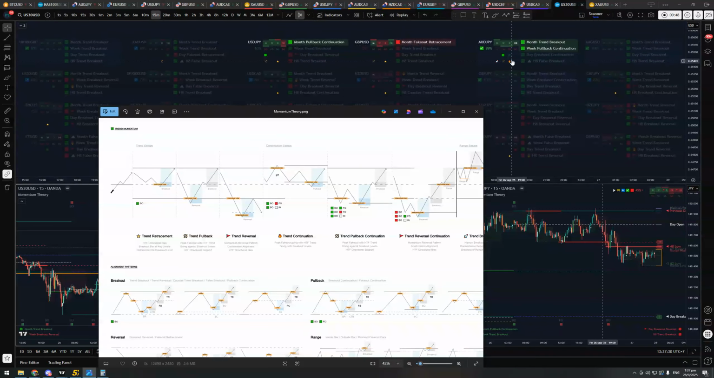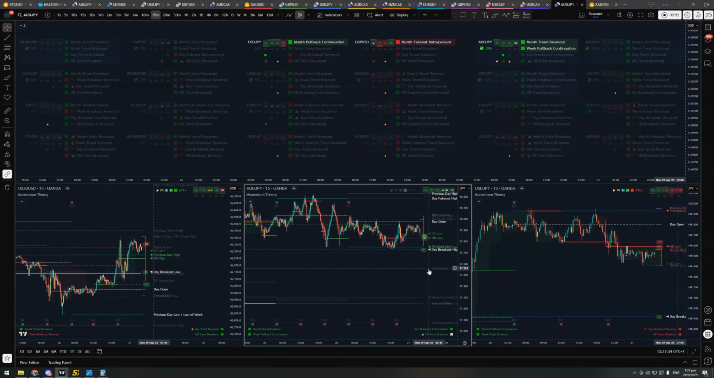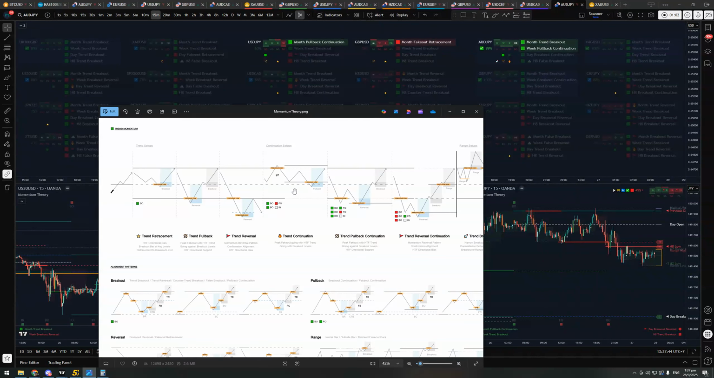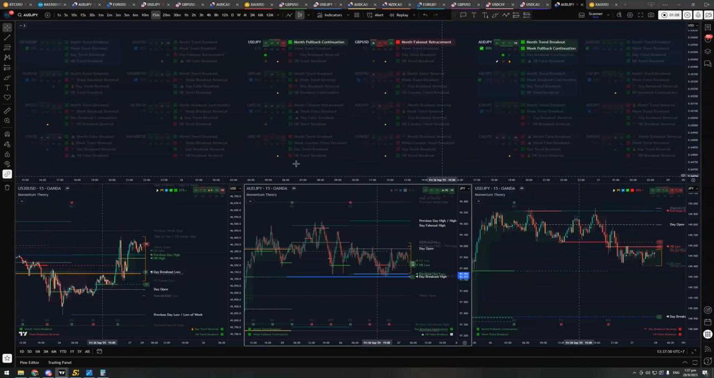So in the case of AJ, we have a trend continuation on the daily. So trend continuation, we have a bullish breakout followed by a bearish fake out, faking out the previous day low above the daily breakout level. So that's the trend continuation setup. Bullish breakout followed by bearish fake out, and we're faking out the low above the breakout level.